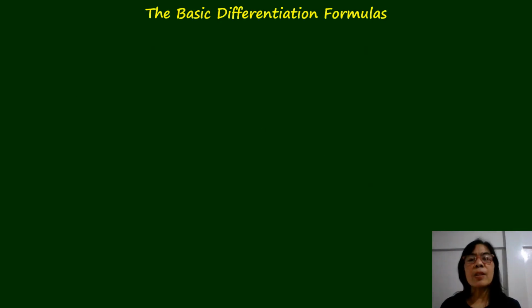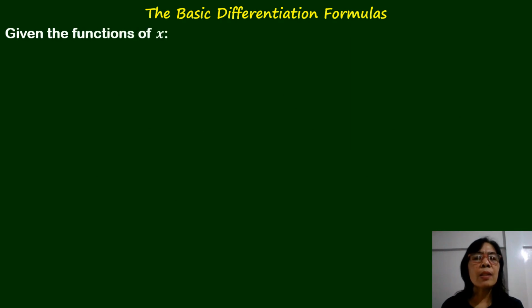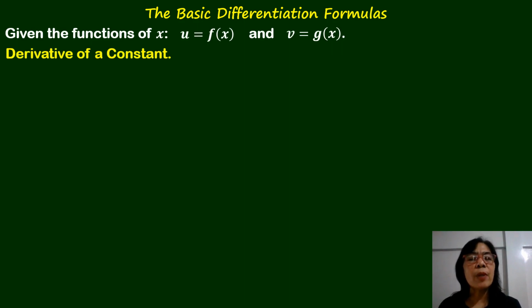We are now going to discuss the basic differentiation formulas. So in the succeeding formulas, you will encounter variables such as u and v. These variables represent functions of x. The first formula is the derivative of a constant.